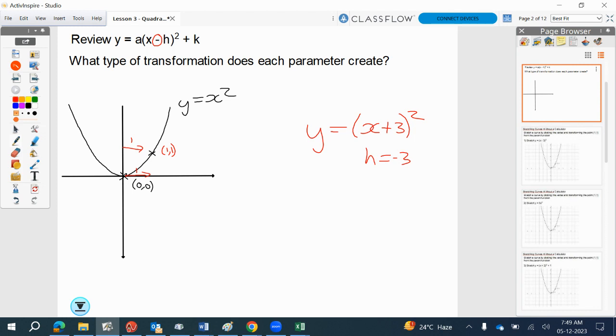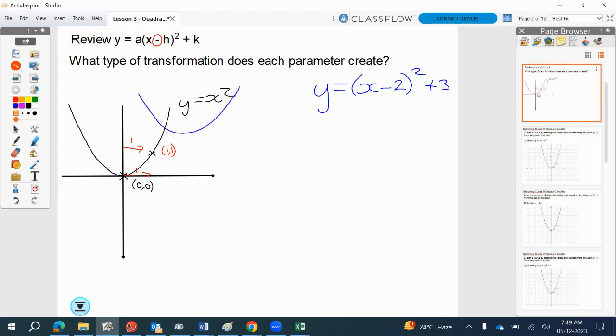If we wanted to draw a function like this one, let's take another example. We want to sketch the function y is equal to x minus 2 squared plus 3. What's going to happen with this function? It's going to move. This function is going to be something like this. This is y is equal to x minus 2 squared plus 3. It's going to move across.